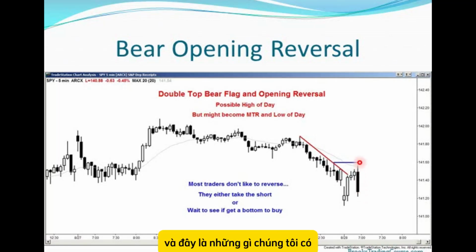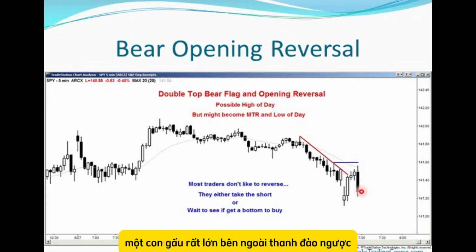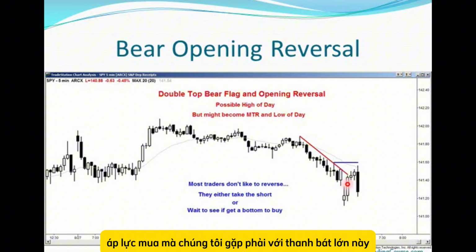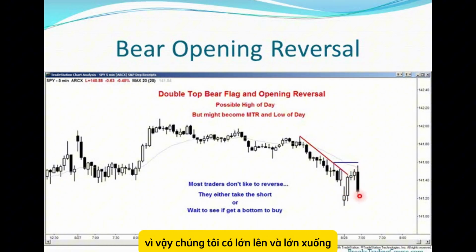And this is what we have: a very large bear outside down reversal bar, a big gap between the close of the bar and the low of the prior bar, so a pretty strong bear move, and this is enough to erase the buying pressure that we had with this big bull bar. So we have big up and big down.